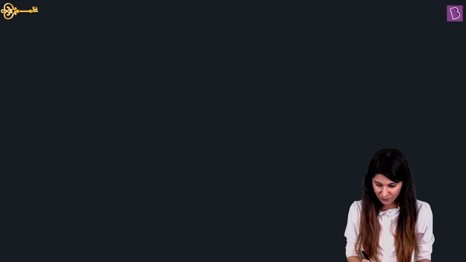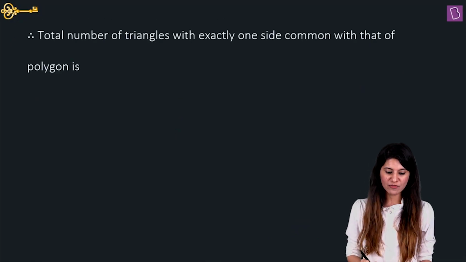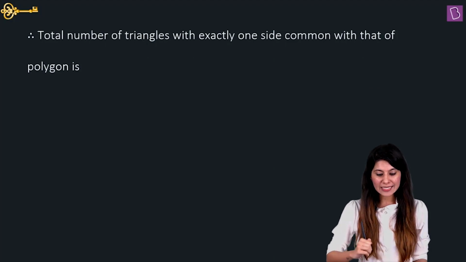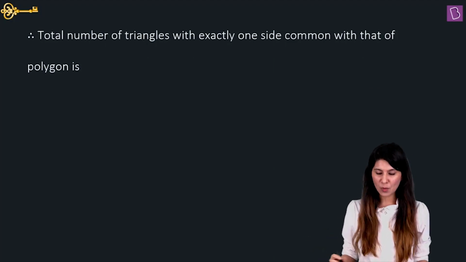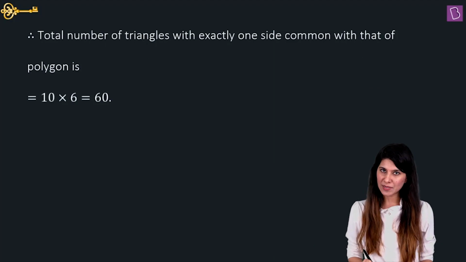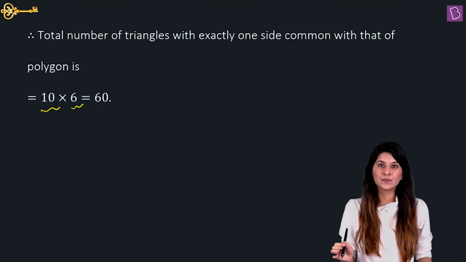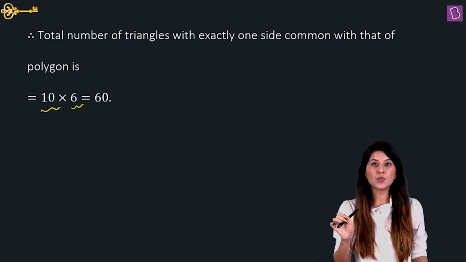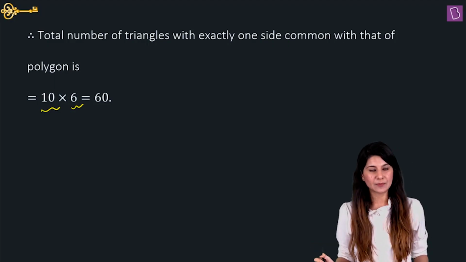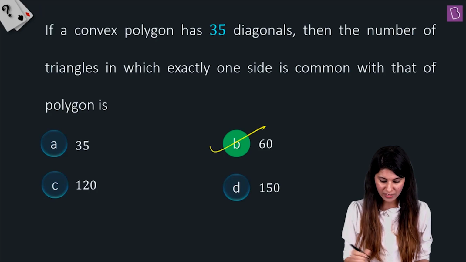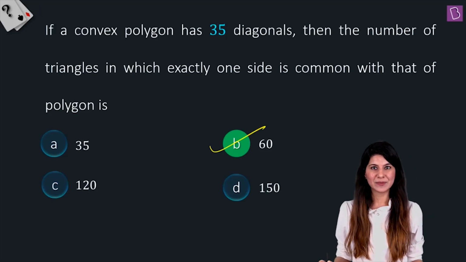Let's write down neatly. The total number of triangles with exactly one side common with that of the polygon is equal to 10 multiplied by 6. 10 means the number of sides, 6 means the possible vertices corresponding to each side, right? So finally you have option B, 60, as the correct one. Got it?